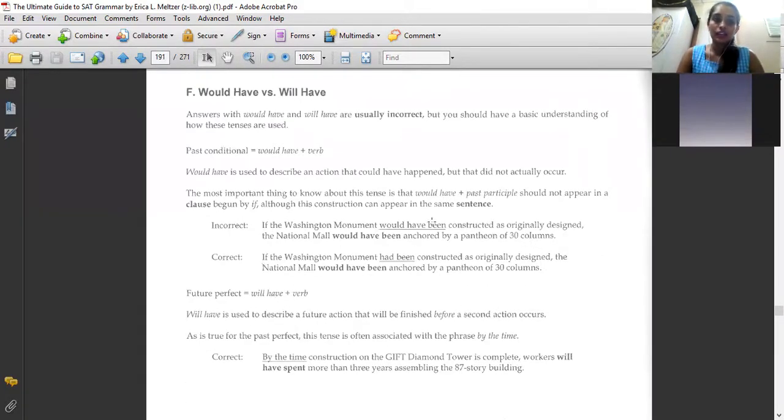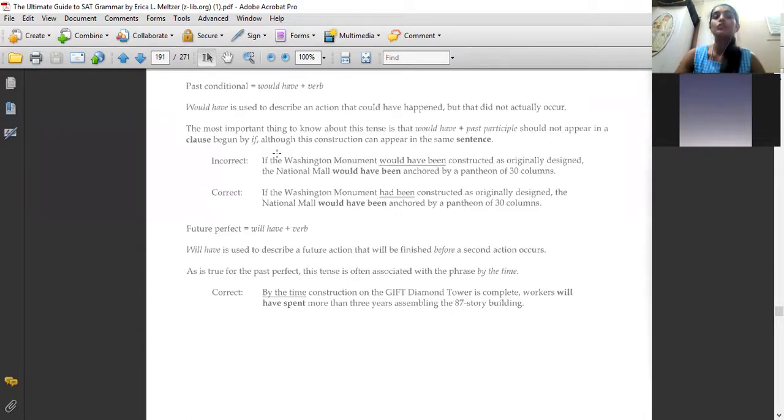Then again, would have versus will have. Would have you use for past condition. Again, there's a conditional tense in the past, and will have you use for future, right? For example, "if the Washington Monument had been constructed as originally designed, the national monument would have been anchored by a pantheon of 30 columns." Again, there's a condition here. And "by the time the construction of the Gift Tower is complete, workers will have spent..." Will have is for the future, meaning it's going to happen, it has not happened yet. So you use will have.